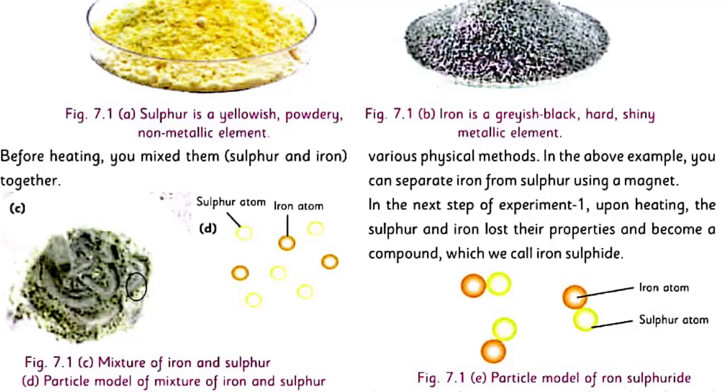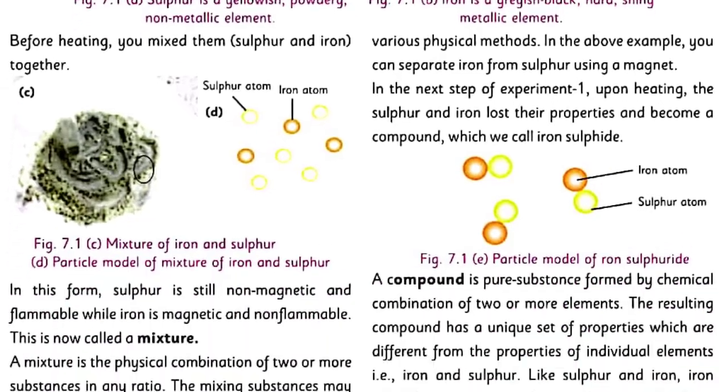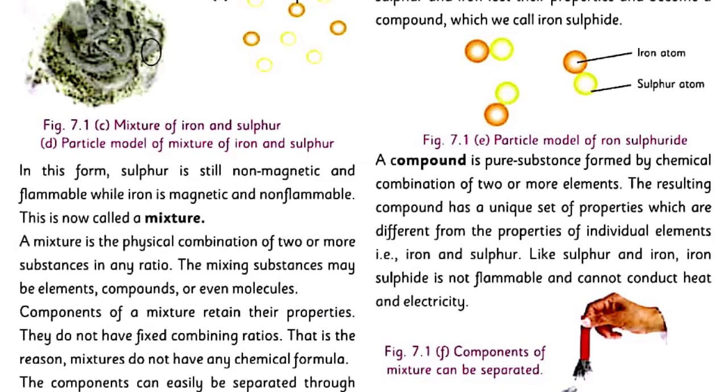In the next step of experiment 1, upon heating, the sulfur and iron lost their properties and became a compound, which we call iron sulfide. Figure 7.1: Particle model of iron sulfide. A compound is a pure substance formed by chemical combination of two or more elements. The resulting compound has a unique set of properties which are different from the properties of individual elements, i.e., iron and sulfur. Unlike sulfur and iron, iron sulfide is not flammable and cannot conduct heat and electricity.